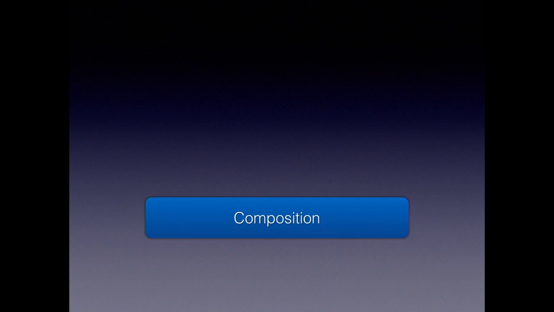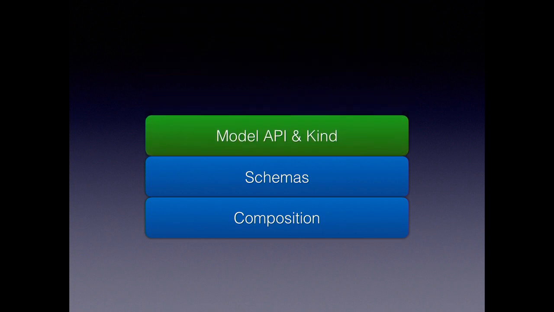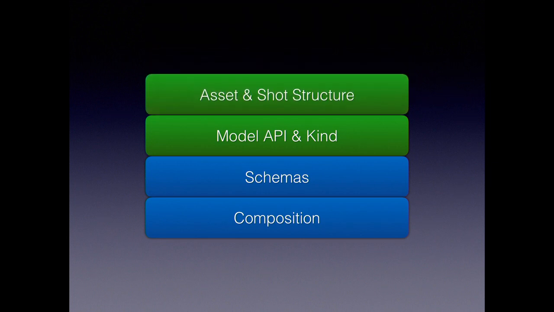This talk's broken up into two main parts. The first part, we'll be talking about USD composition and the underlying features of USD. Then we'll be reviewing the roles of schemas in USD. Once we have that built up, we can start talking about the ModelAPI schema and how Kind and the ModelAPI work. And then finally, we'll talk about some example asset and shot structures.